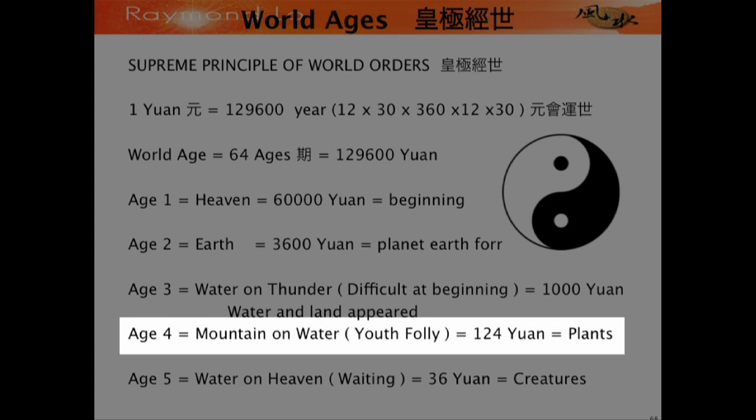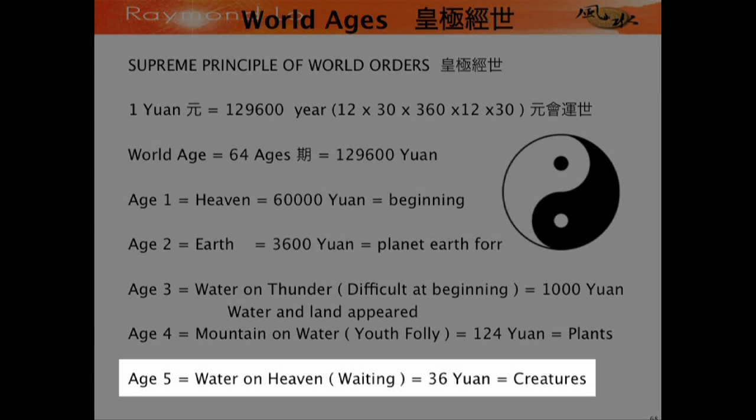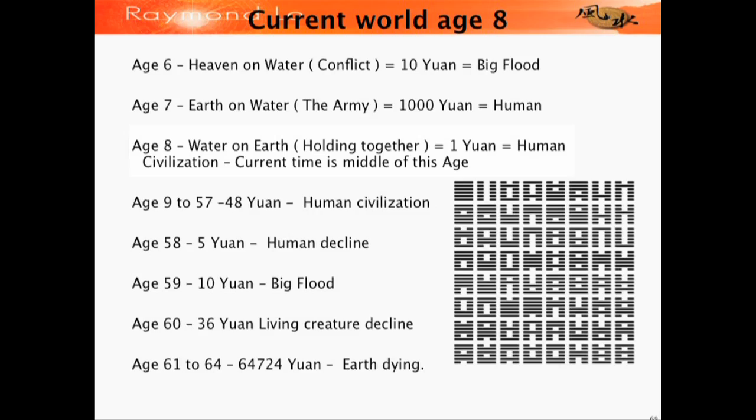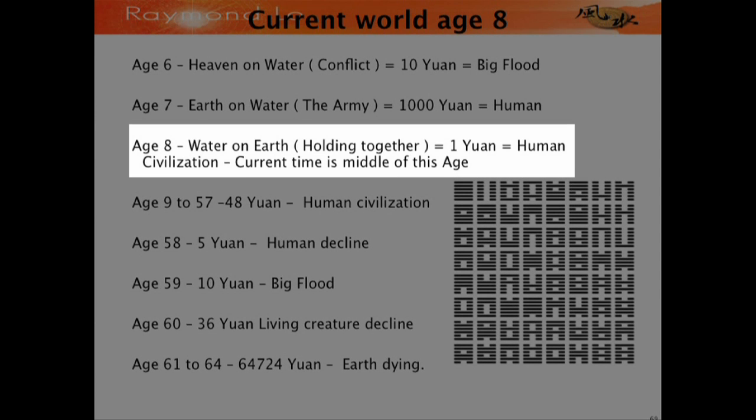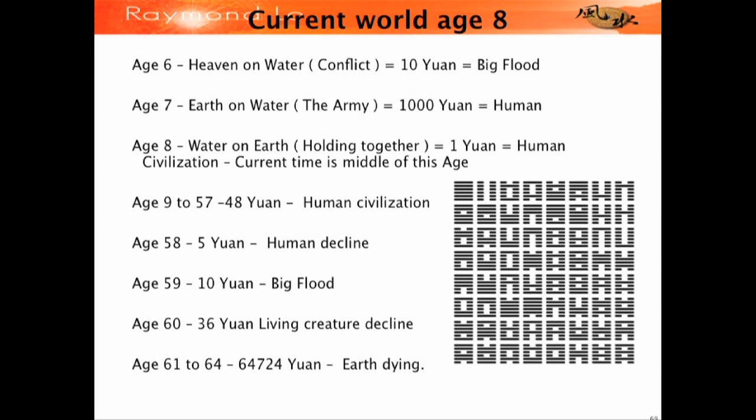And plants begin to appear on earth in the fourth hexagram. And creatures appear on earth in the fifth hexagram. So therefore, based on his theory, we are now here. So therefore, we are only at the eighth hexagram. And we are about the middle of the eighth hexagram.